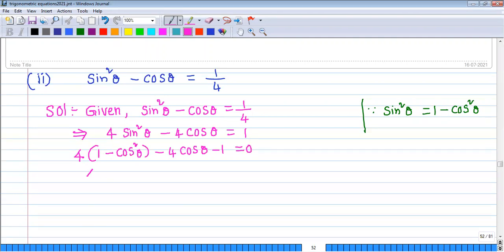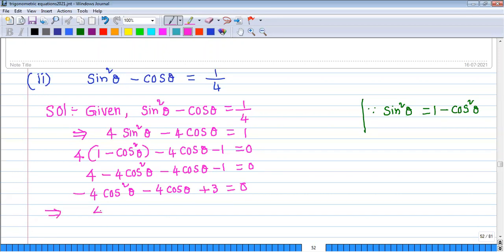Open the brackets: 4 minus 4 cos square theta minus 4 cos theta minus 1 is equal to 0. Again, this can be written as minus 4 cos square theta minus 4 cos theta, and 4 minus 1 is plus 3. Now multiply with minus 1. That implies you get 4 cos square theta plus 4 cos theta minus 3 equals 0.